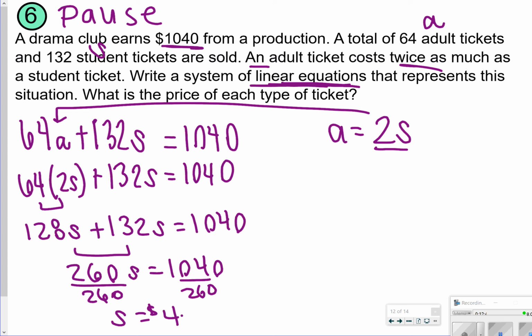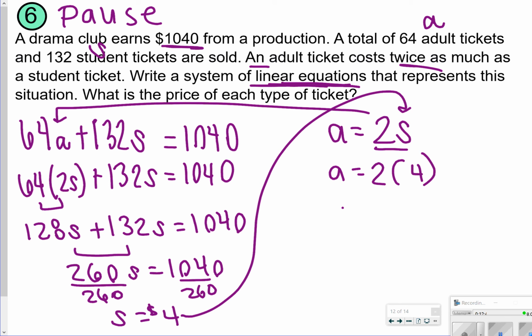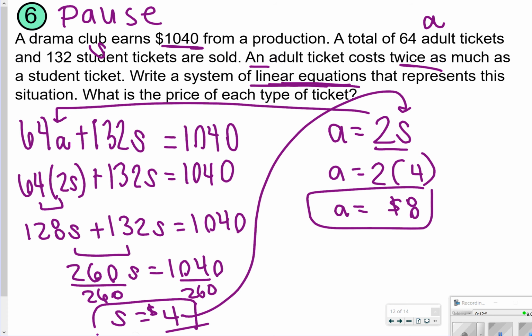But if you didn't see that, you could take S and plug it back in over here. A equals 2 times S, or 2 times 4. So A is equal to $8. So adult is 8, student is 4.